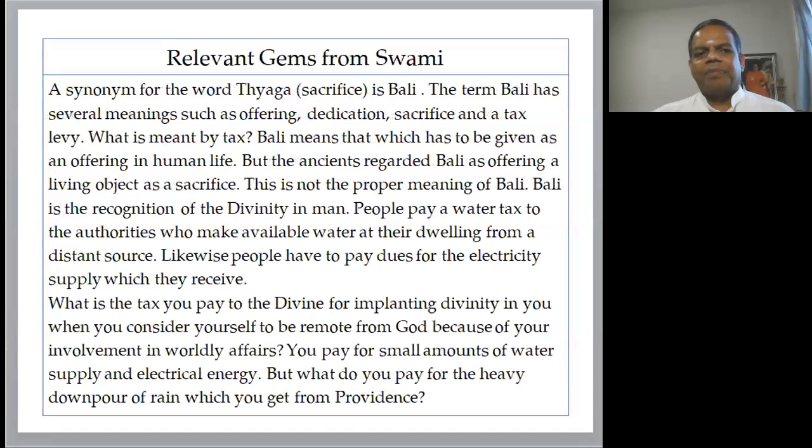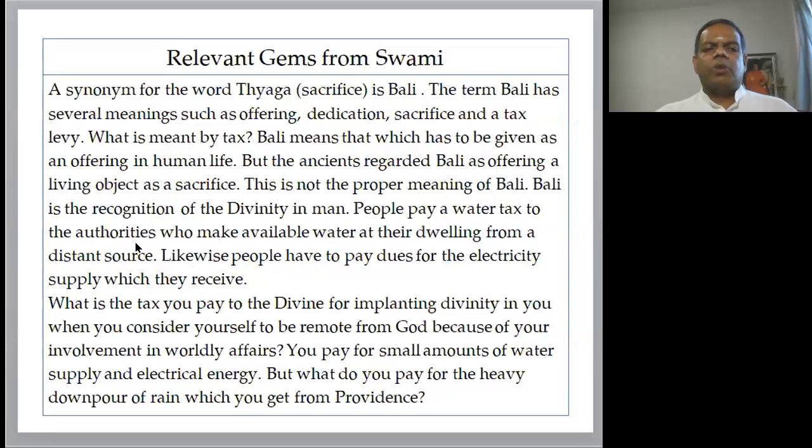Another excerpt, please. The synonym for the word tyaga, sacrifice, is bali. The term Bali has several meanings, such as offering, dedication, sacrifice, and a tax levy. What is meant by tax? Bali means that which has to be given as an offering in human life. But the ancients regarded Bali as offering a living object as a sacrifice. This is not the proper meaning of Bali. Bali is the recognition of the divinity in man.